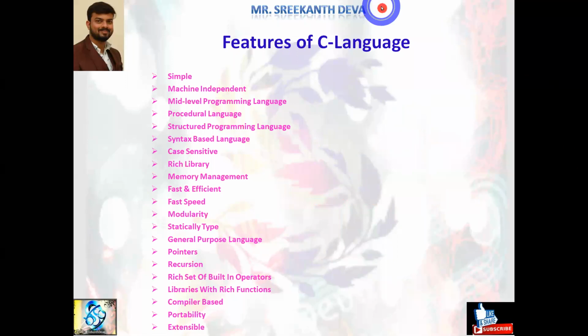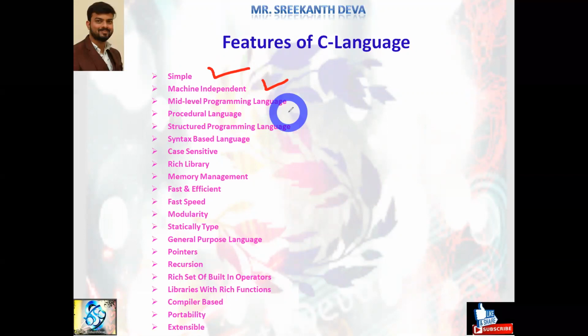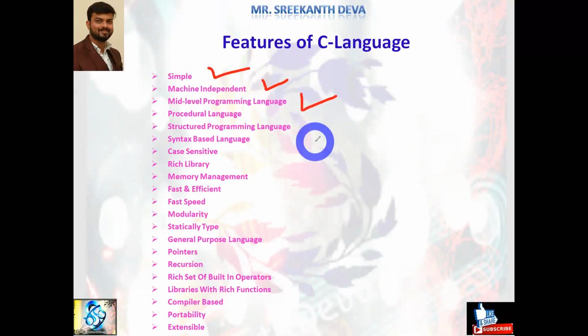It is generally categorized as: C is a simple programming language. C is a machine independent programming language. C is a middle level programming language. C is a procedural language. C is a structure oriented programming language. C is a syntax based programming language. C is case sensitive. C has rich libraries.